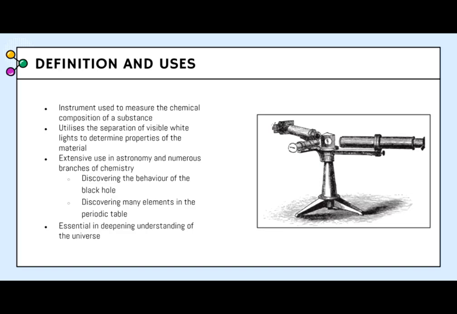Naturally, the remarkable abilities of the spectroscope lend to its extensive use in many fields, from astronomy to numerous branches of chemistry. Ever since the discovery of the spectroscope, it has aided in innumerable breakthroughs, from discovering the behavior of the black hole to discovering many of the elements in the periodic table, rendering it indispensable in deepening our understanding of the universe.